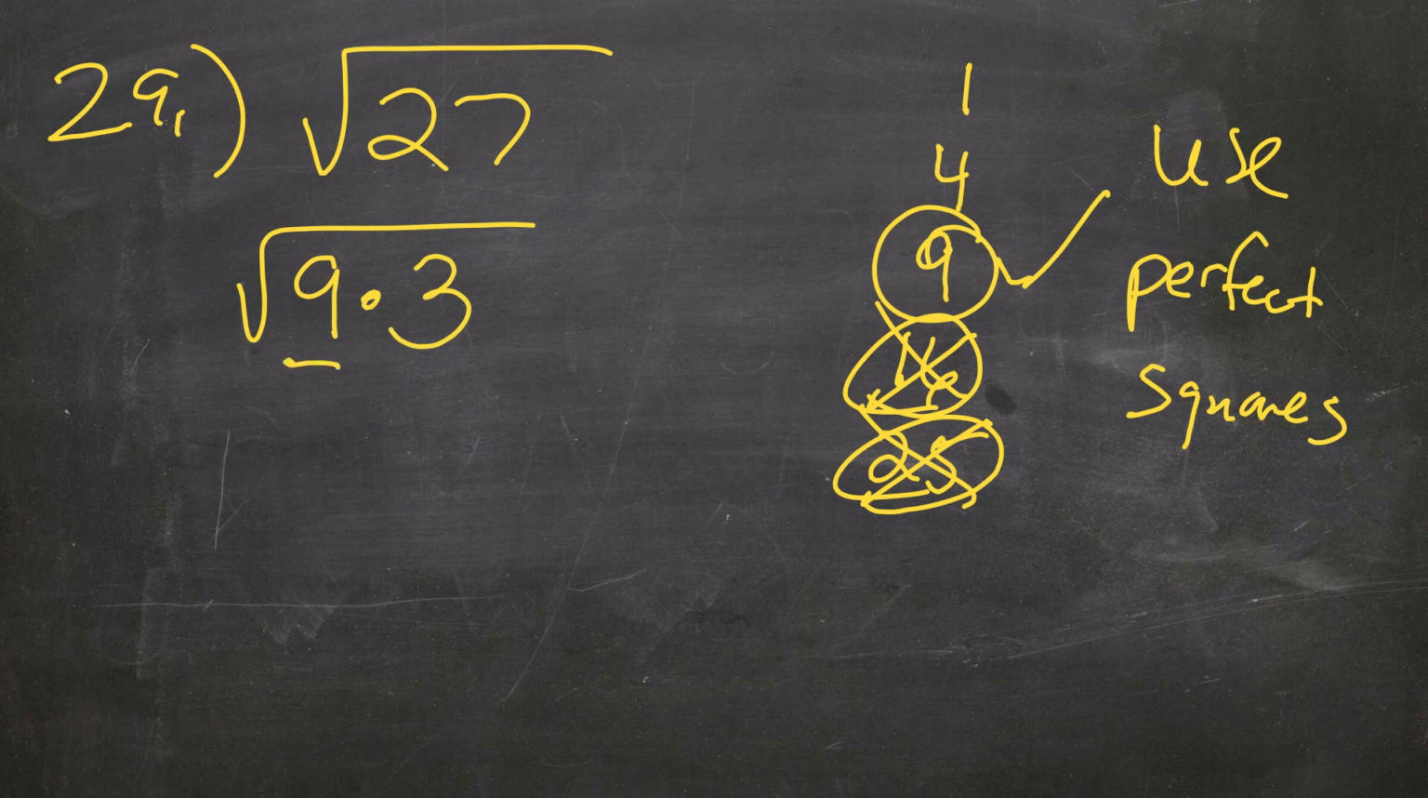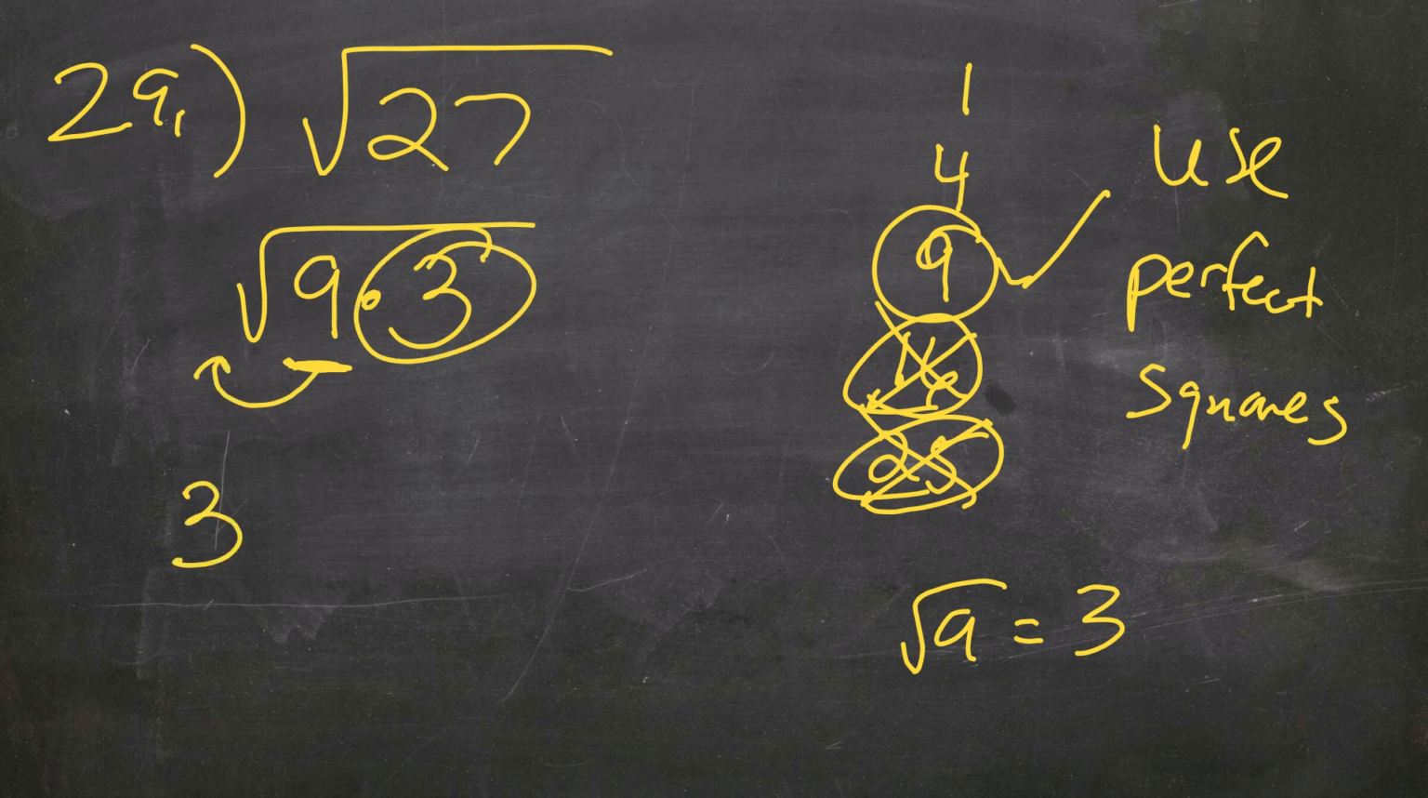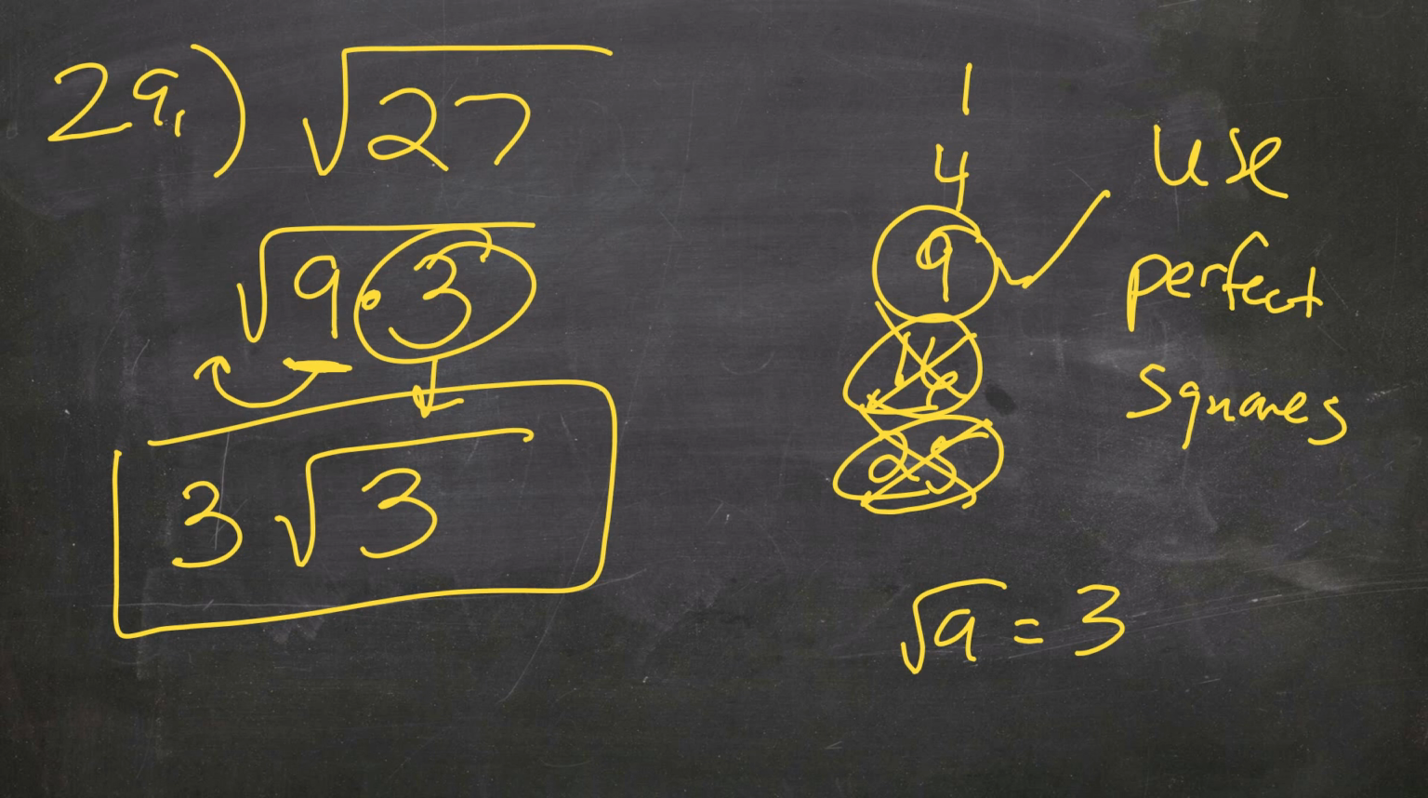Now I ask myself, which one of these two is perfect? 9 is perfect. The square root of 9 is just 3. That's why this 9 comes outside as a 3. This 3 right here stays inside the radical forever. That's that 3 right there. All right, so your final answer is just 3, radical 3.